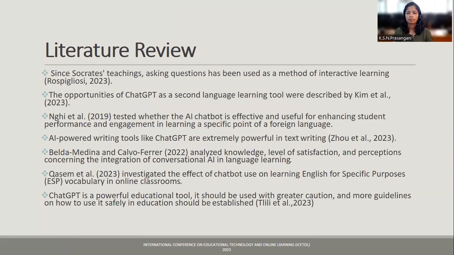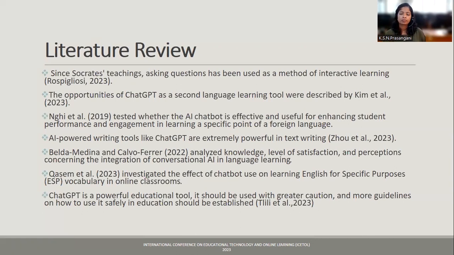Let me talk about the literature related to this research. Prospicillus in 2023 stated that since Socrates' teaching, asking questions has been used as a method of interactive learning. The opportunities of ChatGPT as a second language learning tool were described by Kim et al. in 2023. They stated that ChatGPT responds quickly, allowing for effective learning and facilitating a positive learning environment.